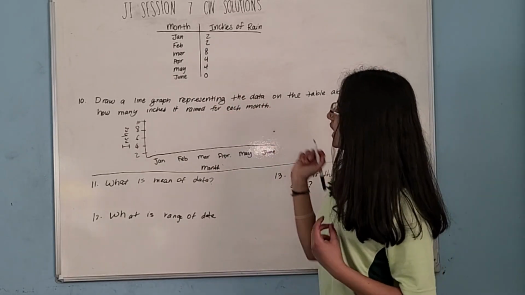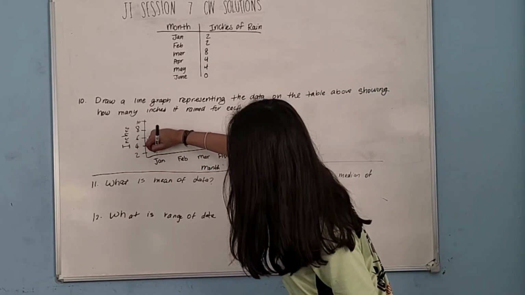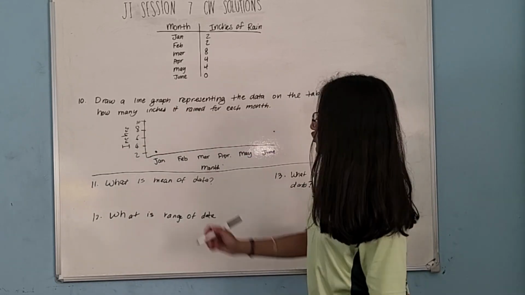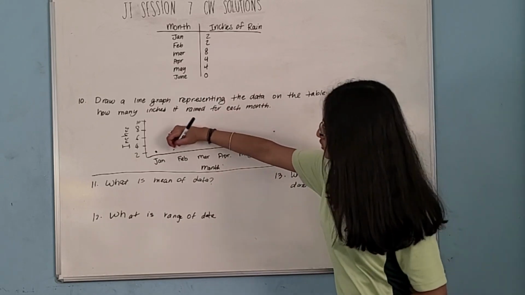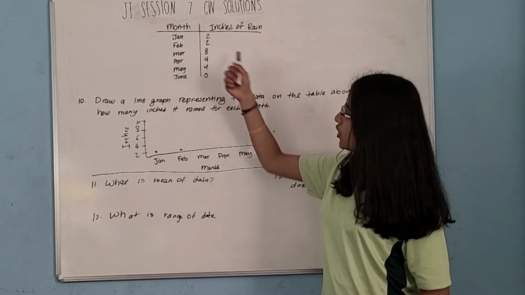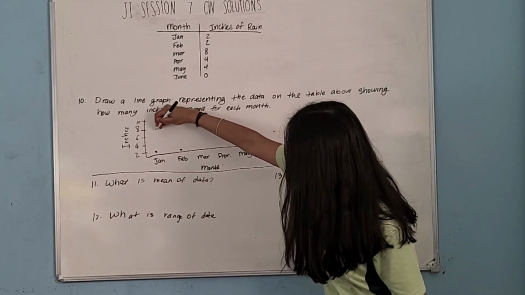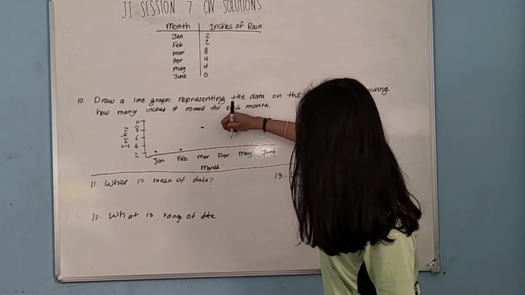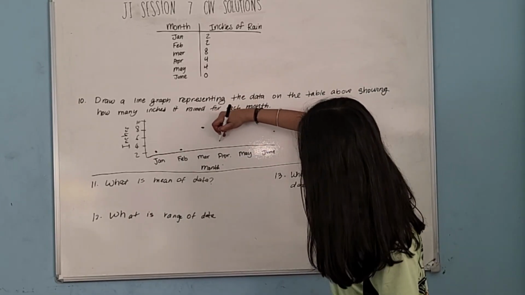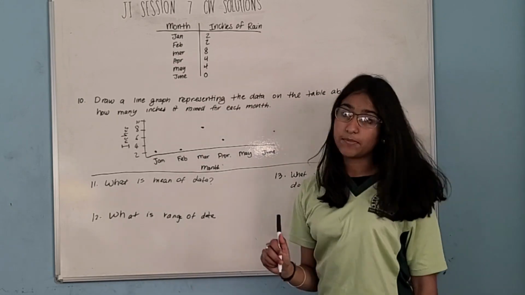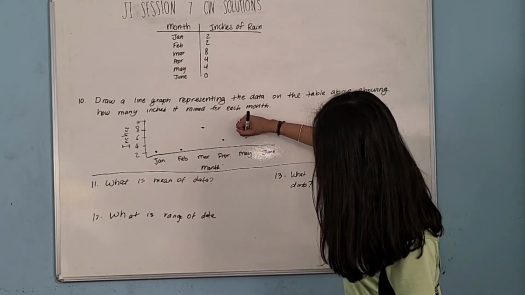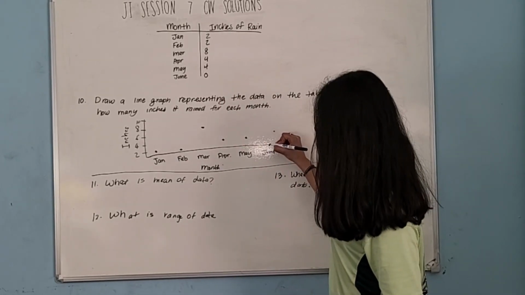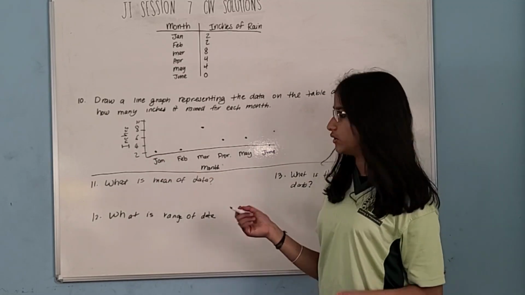Now, in January, it rained 2 inches. So we're going to just put a dot on 2 inches, and this is the line for January. For February, it rained 2 inches as well. March, it rained 8 inches. So that would be about here. April, it rained 4 inches. And May, it rained 4 inches. And June, it rained 0 inches. So like about here, where it isn't on the line.